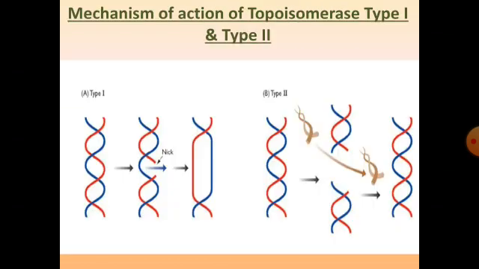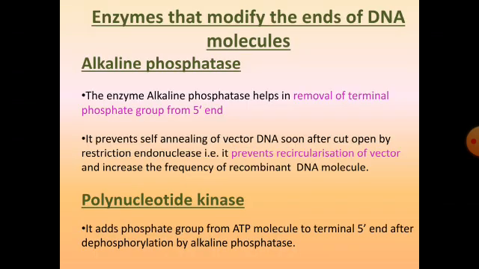Mechanism of action of topoisomerase type 1 and type 2. This diagram shows that in type 1, one strand is broken by the enzyme. In type 2, both the strands are broken by the topoisomerase enzyme. Then some enzymes that modify the ends of DNA molecules are discussed here. First one is alkaline phosphatase. The enzyme alkaline phosphatase helps in removal of the terminal phosphate group from the 5' end. It prevents self-annealing of vector DNA soon after it is cut open by restriction endonuclease. That is, it prevents recircularization of the vector and increases the frequency of recombinant DNA molecules.